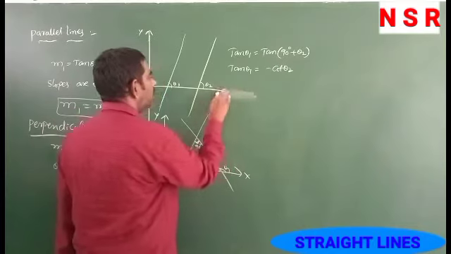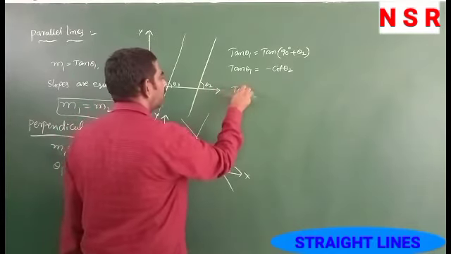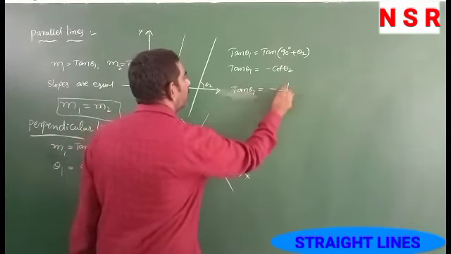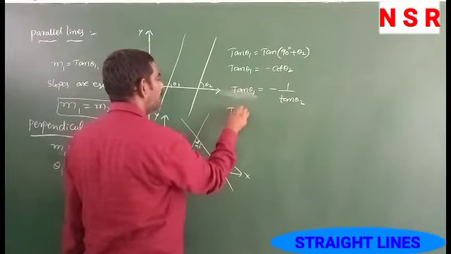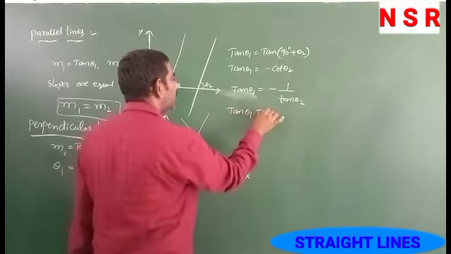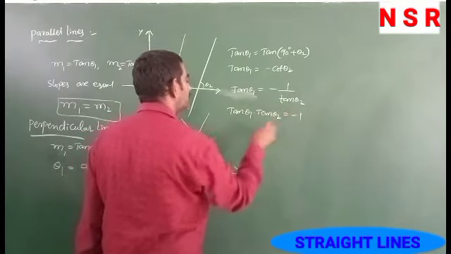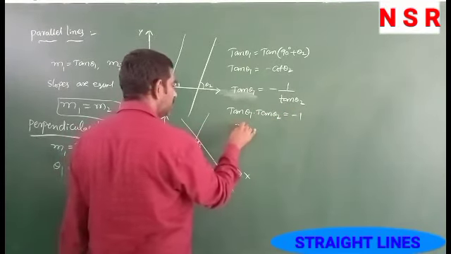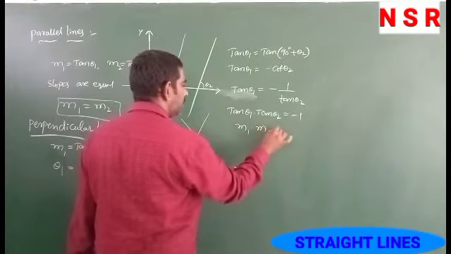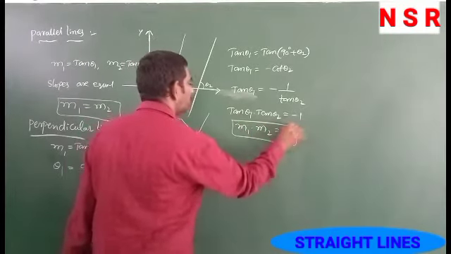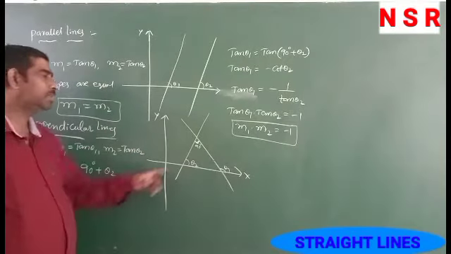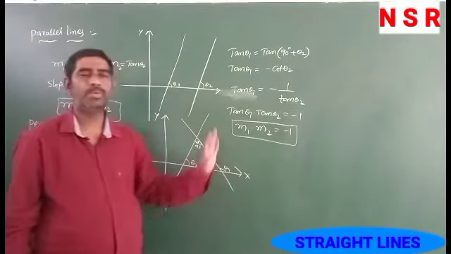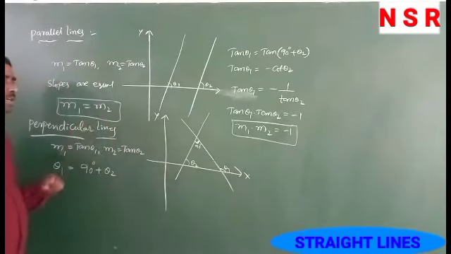So cot theta 2 we can write as minus 1 by tan theta 2. So multiplying by tan theta 2, tan theta 1 into tan theta 2 is equal to minus 1. So tan theta 1 means m1, tan theta 2 means m2, so m1 m2 equal to minus 1. So if two lines are perpendicular, then the product of slopes is equal to minus 1. So this is the second condition.